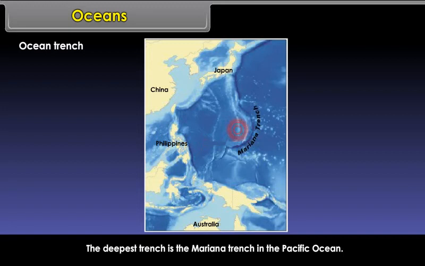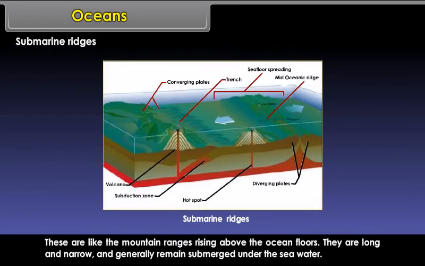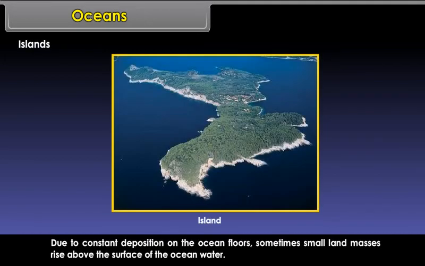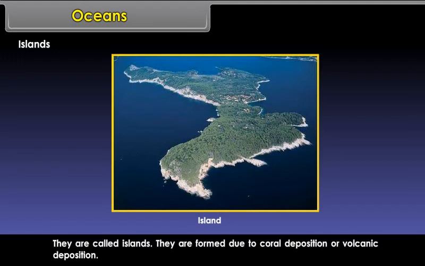Submarine ridges. These are like the mountain ranges rising above the ocean floors. They are long and narrow and generally remain submerged under the sea water. Islands. Due to constant deposition on the ocean floors, sometimes small land masses rise above the surface of the ocean water. They are called islands. They are formed due to coral deposition or volcanic deposition.